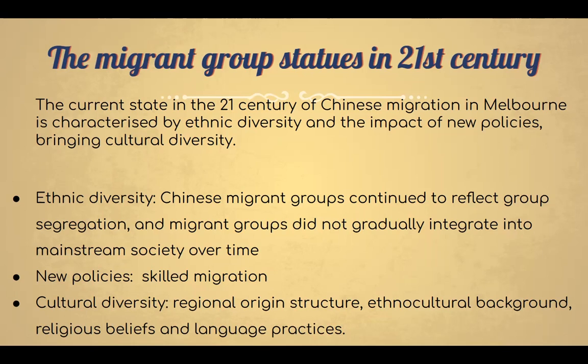In the 21st century, Australia's immigration policy went through a period of constant adjustment and change based on the country's economic and social growth needs. The government began to promote skilled migration, which increased its quotas, relaxed international students' permanent residence visas, and established a temporary migration scheme. This has driven rapid growth in migration numbers while pushing skilled migration into the mainstream of Australian immigration, and has led to a great diversity in the regional origin structure, ethno-cultural background, religious beliefs, and language practice of Australian migrants.